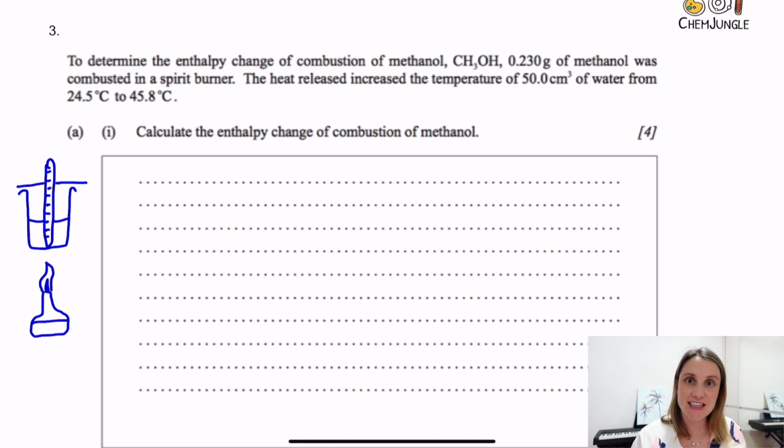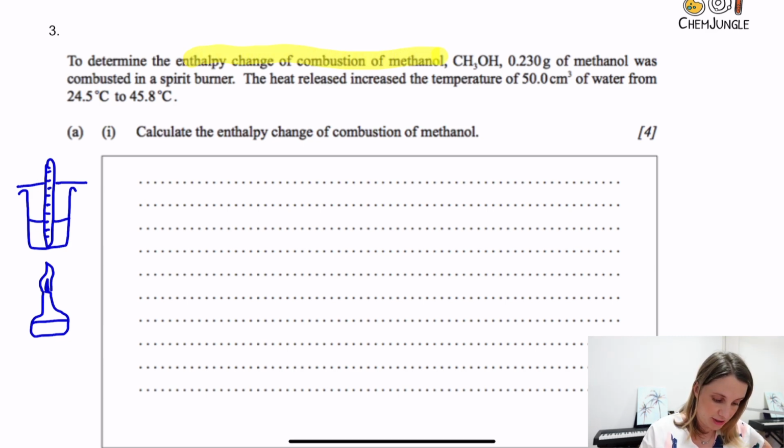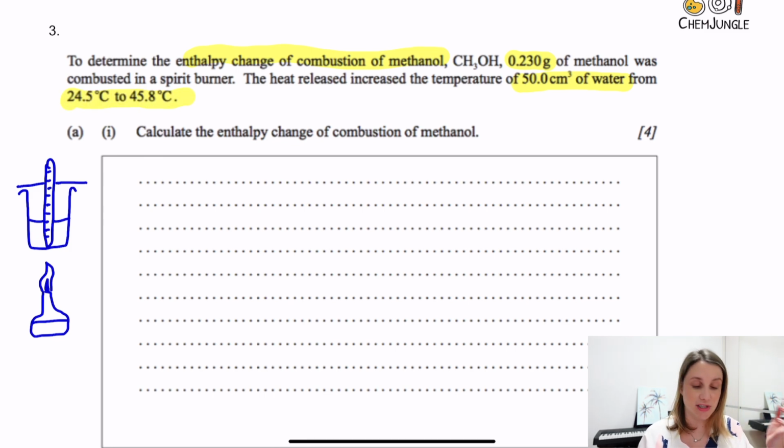Okay, so let's get started on using the equation Q equals mc delta T. This is often something that people find tricky at both HL and SL, so it's definitely worth having a look at this equation in preparation for your exams. Here, they've given you a question about working out the enthalpy change of combustion of methanol. They've given us the mass of methanol in grams, and they've also told us that the heat released increased the temperature of 50 cm cubed of water and the temperature rise that they observed.